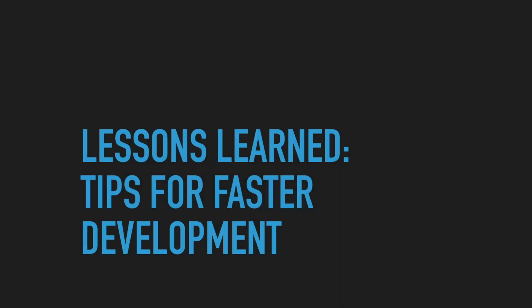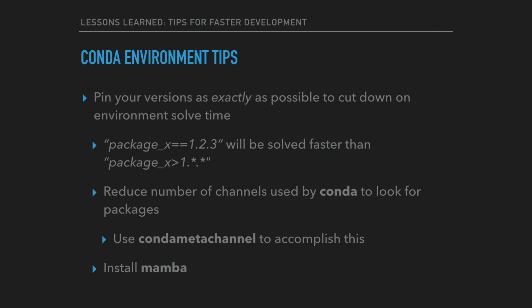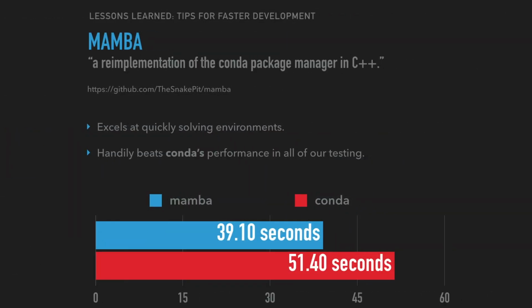So what are some lessons that we've learned? Always pin your versions, not only for reproducibility later, but also because it cuts down on the solve time. Reduce the number of channels that Conda is looking for by using conda-meta channel. And install Mamba. Let's jump into Mamba. So Mamba is the Conda package manager re-implemented in C++. It does one thing and it does it well. It solves environments. It crushes Conda's performance.